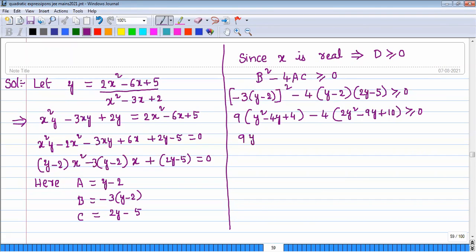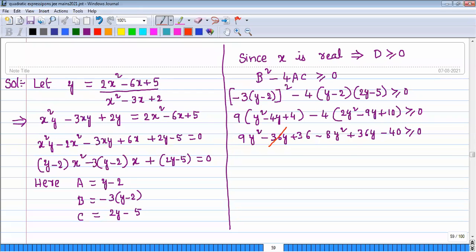So let us simplify it. 9y square minus 36y plus 36 minus 8y square plus 36y minus 40 greater than or equal to 0. Check the step whether it's correct or not. Sir, range is plus 2 or minus 2, sir. Range is the answer. Very good, very good. That means you already completed. Correct, sir. Thank you, Nana.